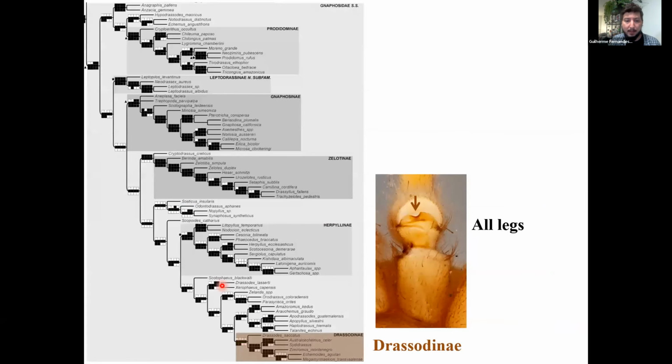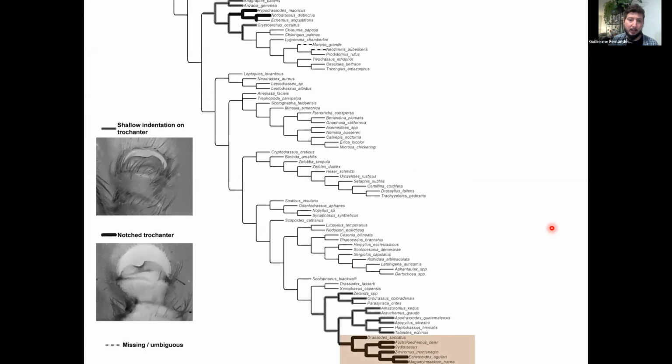Another thing that you can see is that Drassodinae is also not as it was delimited, but we can see a group that includes Drassodids, and they have this notched trochanter in all legs. This is an interesting character that arose a few other times here in the group. And also we can see this transition from a shallow indentation to a more deeply notched trochanter here.